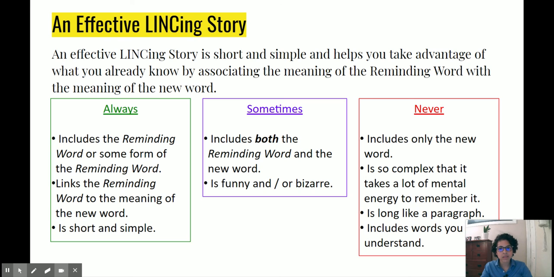And then your effective linking story should be short and simple, very short and simple. It shouldn't be hard to remember your story because we're trying to create really easy connections that speed up the process of learning our new definition.